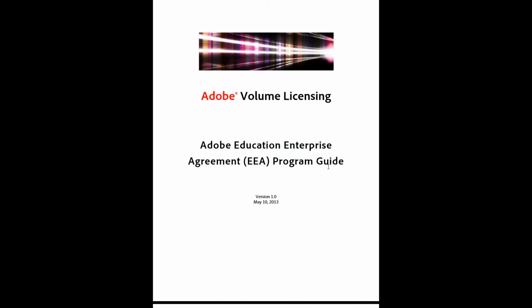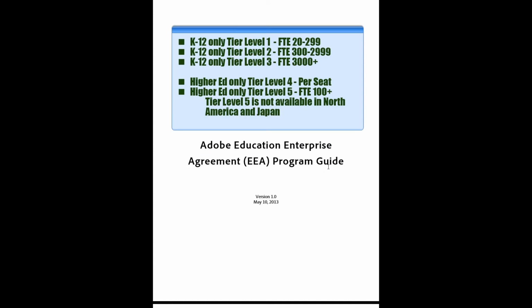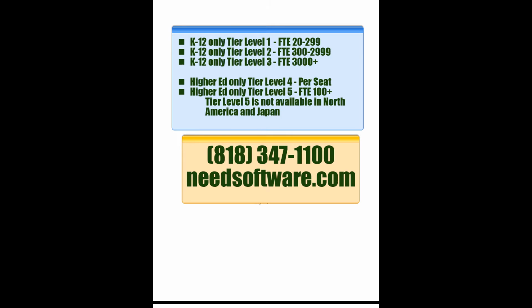Once you calculate your FTE, you can look at this chart to see where you fall in. There is a minimum of 20 FTE, which is where we begin with Tier 1. Tier 2 is a minimum of 300 FTE. Most individual K-12 schools are not going to have 300 FTE. So usually Tier 2 and 3 are for school districts and such. Tier 3 has a minimum of 3,000 FTE. You can give us a call at 818-347-1100 for the actual pricing, or visit our website, www.needsoftware.com.